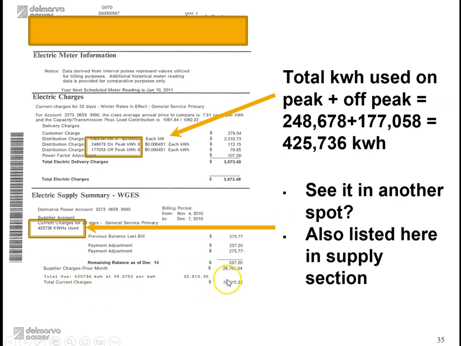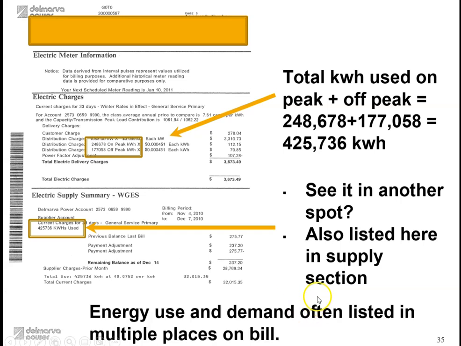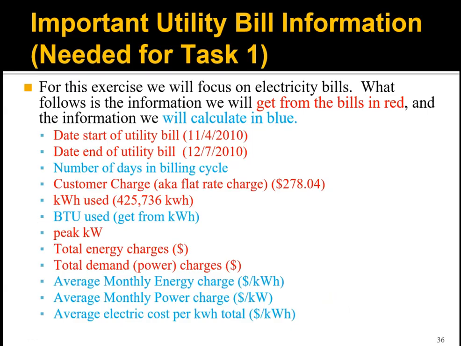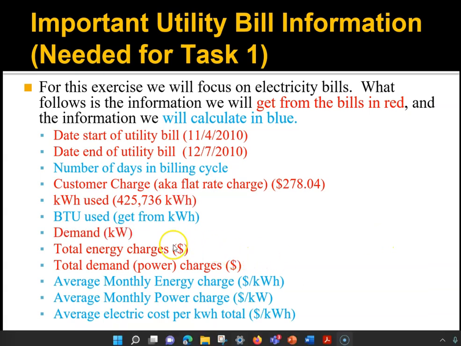The point is that you can usually find this in multiple spots in the bill. Just be really careful to make sure you're including all of it, because if you just included this first on-peak number, then obviously you'd be wrong. Okay, so you can usually give yourself a little sanity check, and if you come up with this number, find it somewhere else on the bill, it's usually there. So that's our total energy use for the month. Again, you want to keep track of that. And again, energy use and demand are often on various parts of the bill, so you can usually check yourself. Okay, so that's our kilowatt hours used, pretty straightforward.